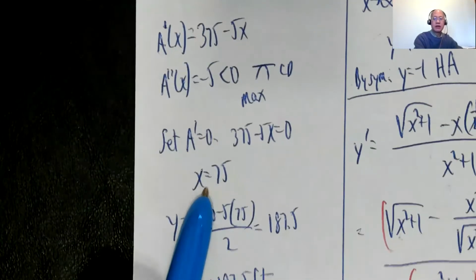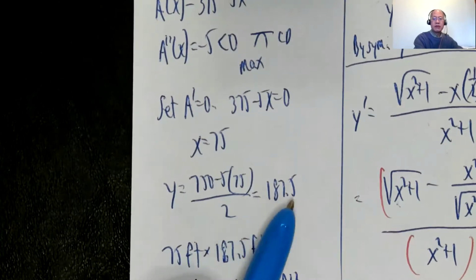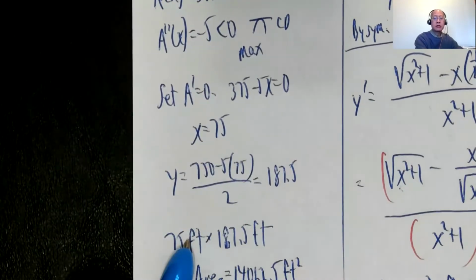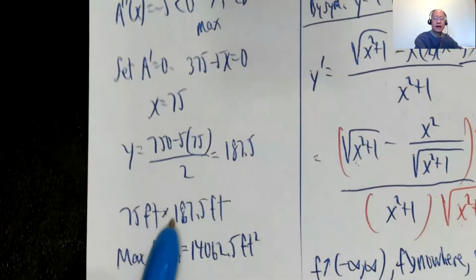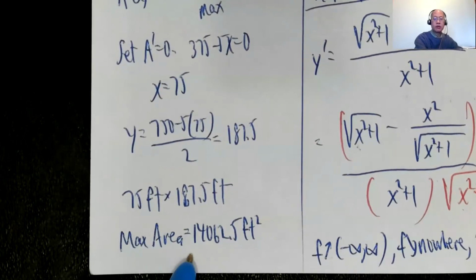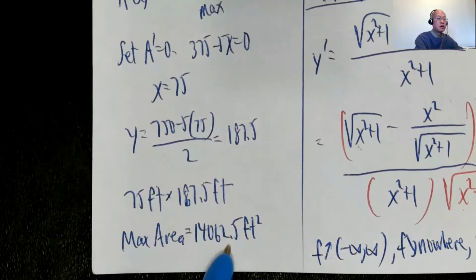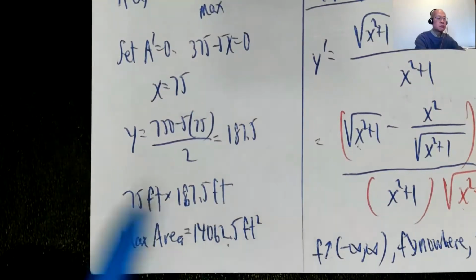So set A prime equal to 0. That comes out to be x is 75, y is 187.5. So the dimensions are 75 feet by 187.5 feet. That maximum area is that times that, which is 14,062.5 feet squared. Okay.